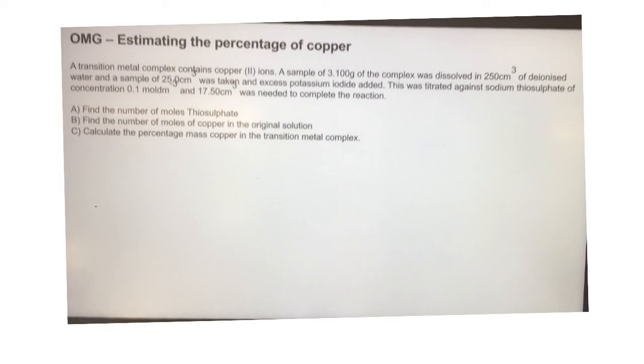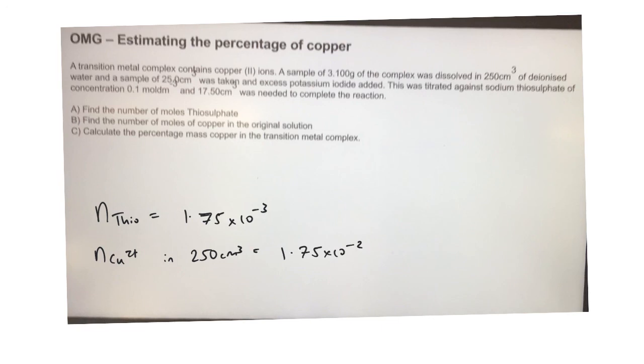Here is the first answer. My number of moles of thiosulfate is 1.75 times 10 to the minus 3. This means that my number of moles of copper in 250 is going to be that times 10. This means that my mass of copper in 250 is 1.11 grams, which equates to a percentage mass of copper of 35.85%.